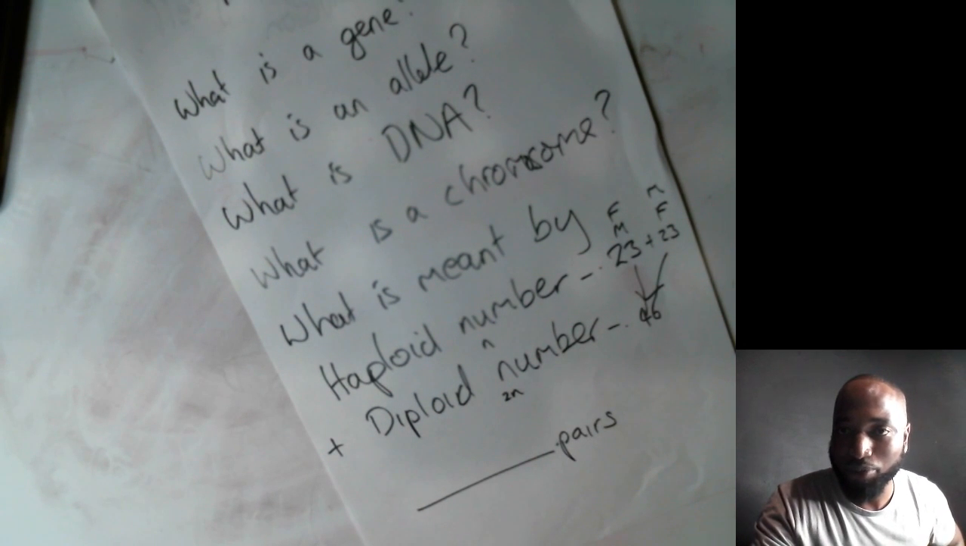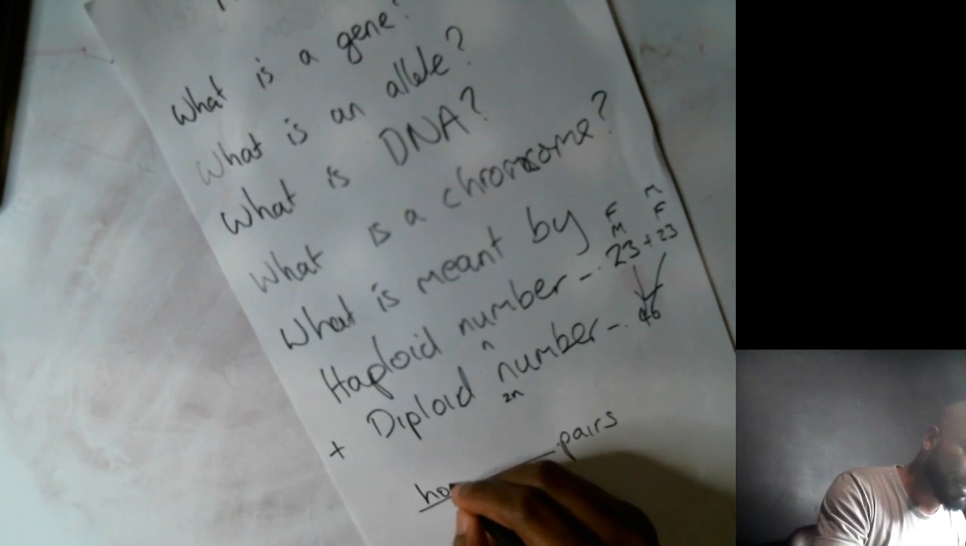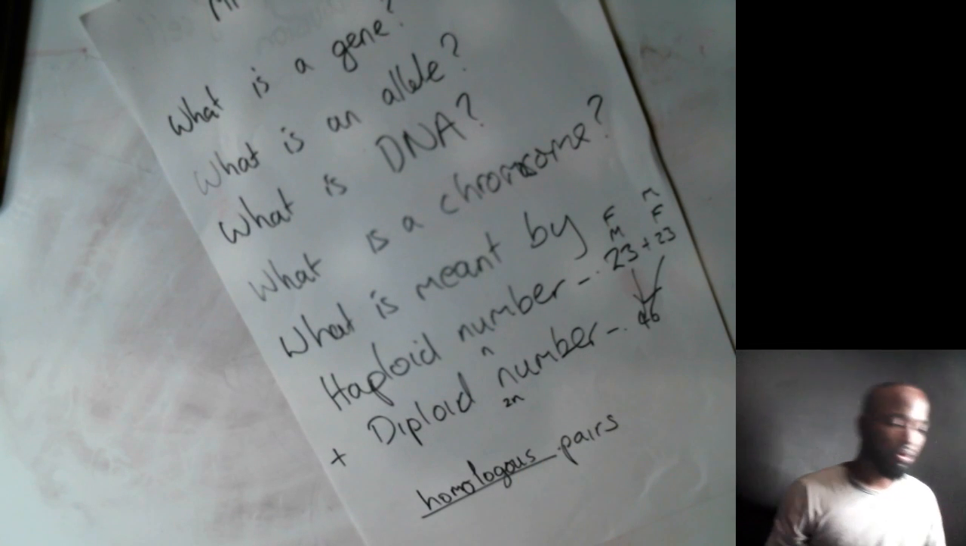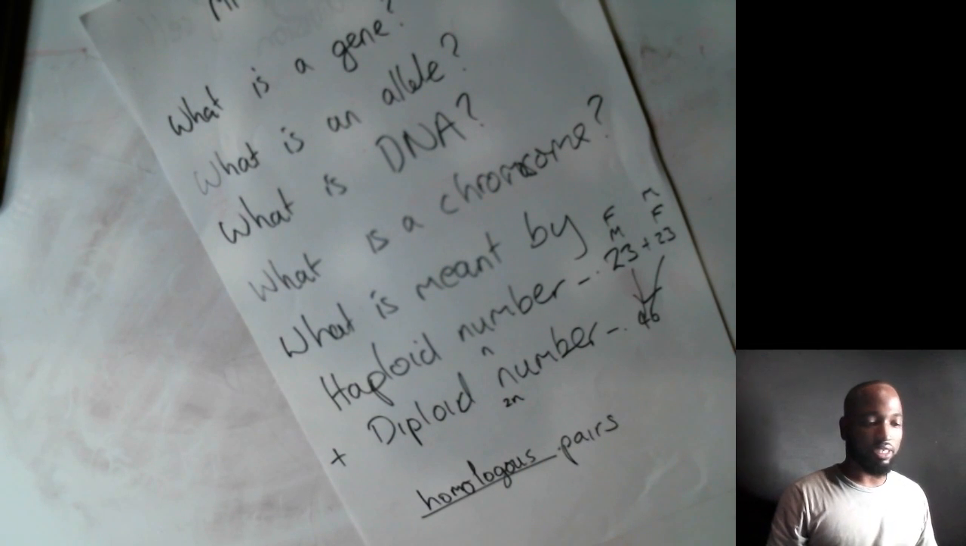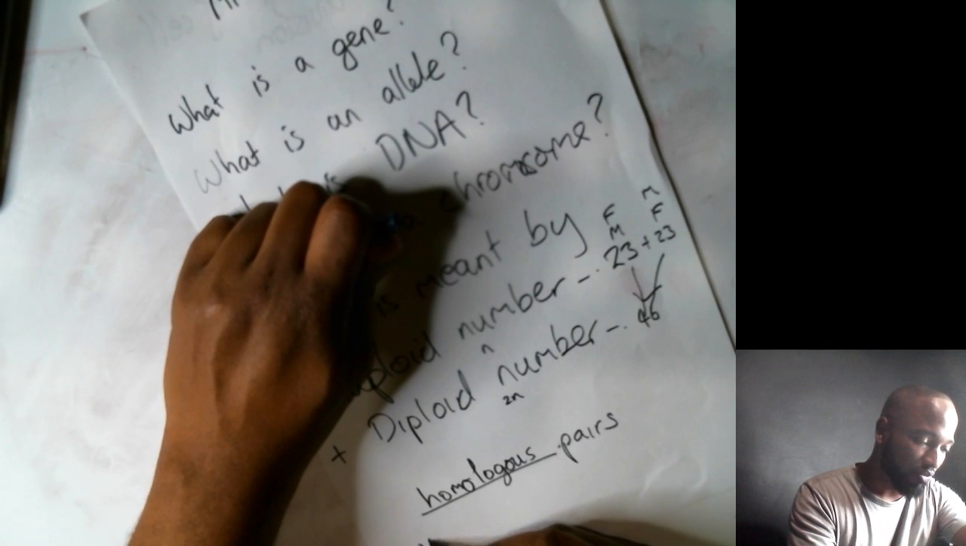Homologous pairs, but because the word has homo in it, Google is blocking it, like blocking slurs. It's not homogeneous, it's homologous. If I remember correctly, it's homologous pairs. That's how chromosomes occur. So you have 23 pairs.